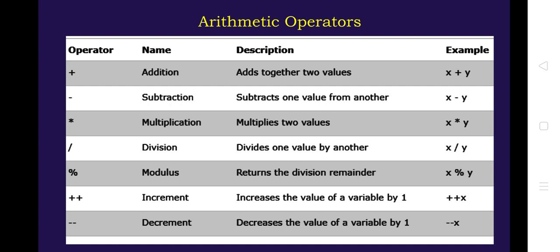increment and decrement. It may be post-increment or pre-increment. Likewise, it is post-decrement or pre-decrement. So post-increment means a plus plus. Pre means plus plus a. Post-decrement means a minus minus. Otherwise, it is minus minus a, which is pre-decrement. Okay, so these are all the arithmetic operators.